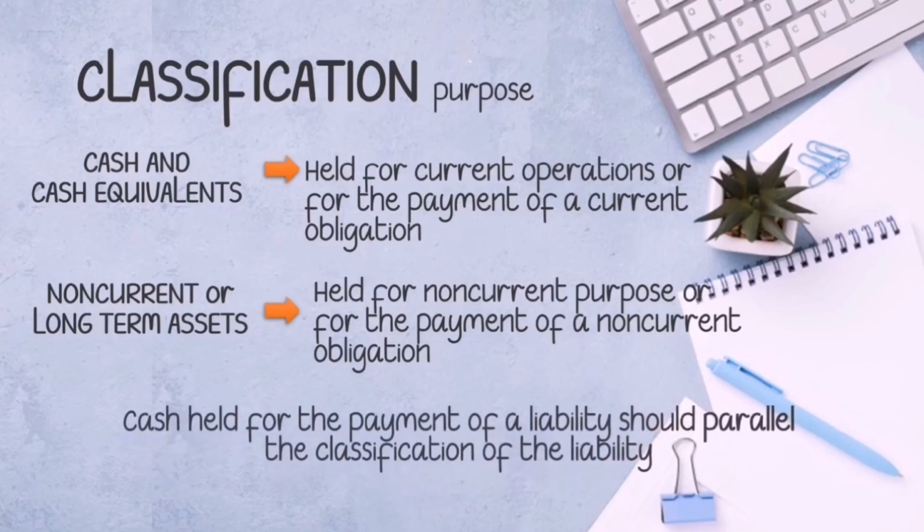In addition to that, cash held for payment of liability should parallel the classification of the liability. And sabihin natin na yung liability niya before is non-current. Pero by this year, current na siya kasi nga less than 1 year na yung liability. So by that, yung fund set aside for payment of that liability, since naging current liability na siya, the fund will be held as current asset. And therefore, the fund becomes part of cash.